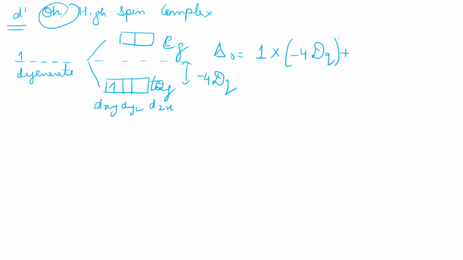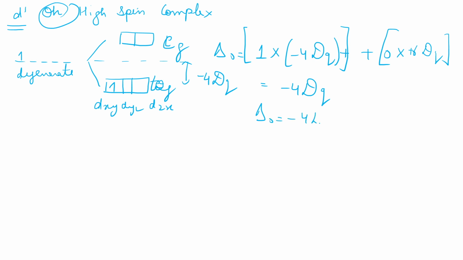How many electrons are present in Eg? 0. 0 into plus 6 Dq. So what is the value? Minus 4 Dq. Delta naught is equal to minus 4 Dq for 1 electron.